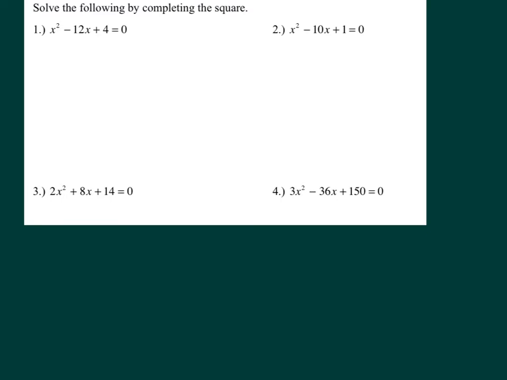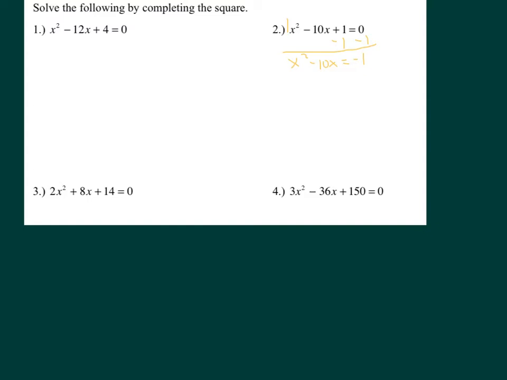Okay, so we already did example 1, so we're up to example 2. The a value here is 1, so we don't really need to divide by it. We can, but nothing will change. Now I need to move my constant to the other side of the equation. So we'll have x squared minus 10x equals negative 1.